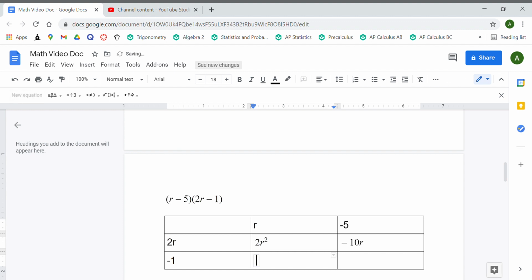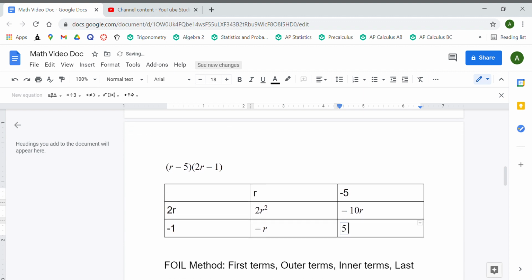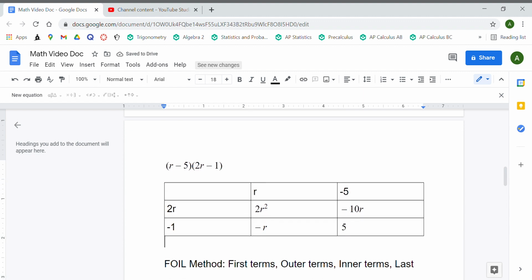R times -1 is -r. And then -5 times -1, negative times negative, that's going to be +5. Alright. And now we just combine all the terms together. It's going to be 2r squared, -10r minus r is -11r. And then +5. And that, my friends, is how we multiply binomials using a table. You can use this for other polynomials as well, but you might have a lot of work to do.